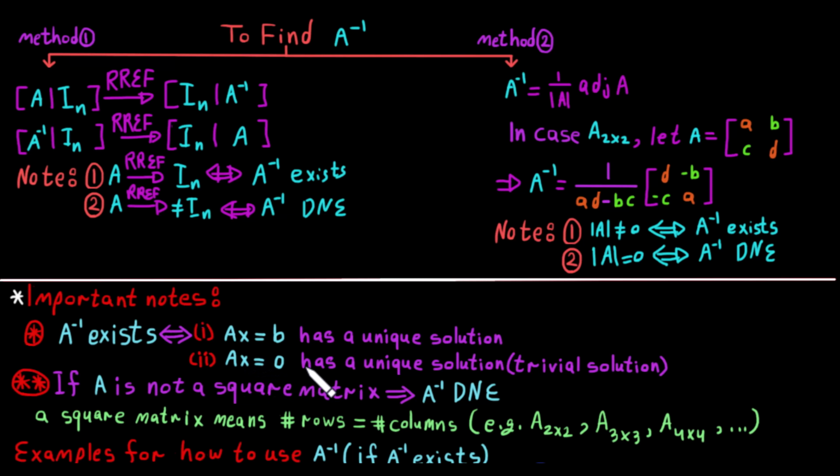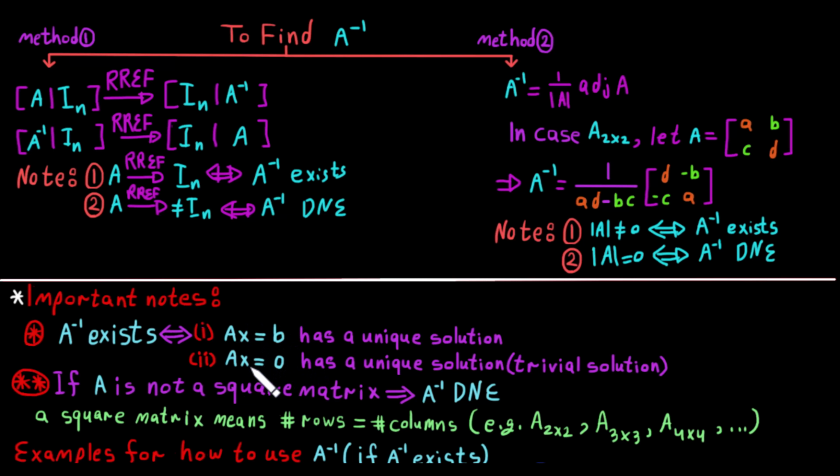So in the homogeneous system, they prefer to call it the trivial solution. Why do they prefer to call it the trivial solution? Because the solution here, x, equals 0. So that's why they called it a trivial solution rather than a unique solution. So you have to know if A inverse exists, you have a unique solution for the system, either a non-homogeneous system or a homogeneous system.